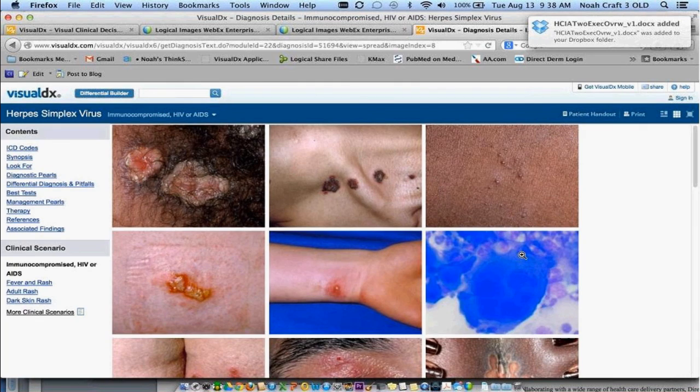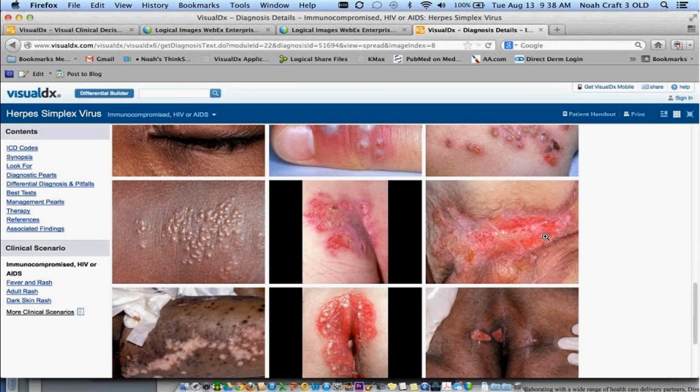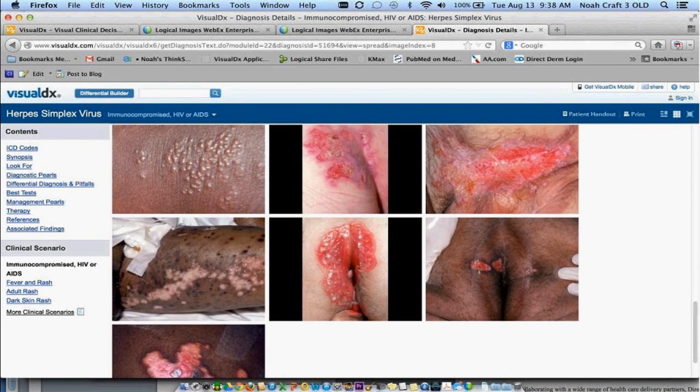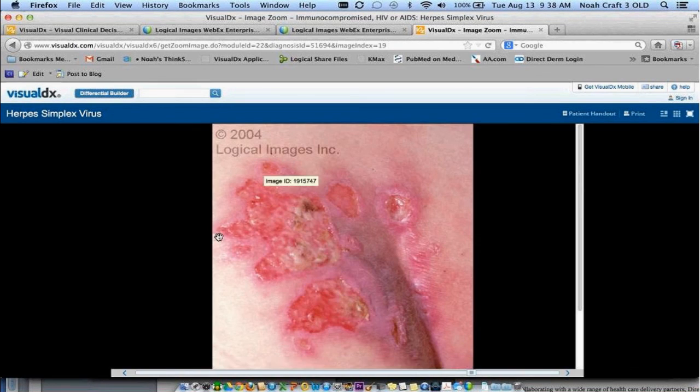So if you do see an aggressive case like that, here are some other really aggressive examples in an immunocompromised host. You might want to consider an HIV test right out of the gate, because this kind of unchecked presentation of HSV is much more common in the absence of a good immune system. I hope that answers the question.